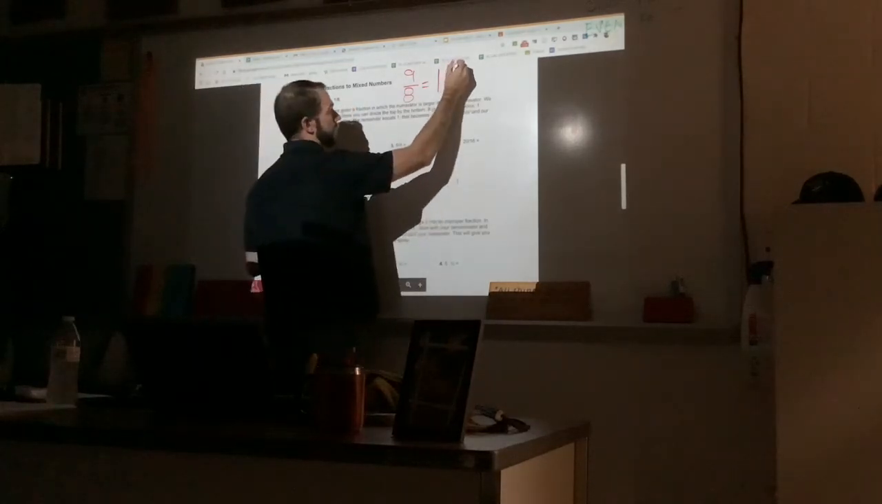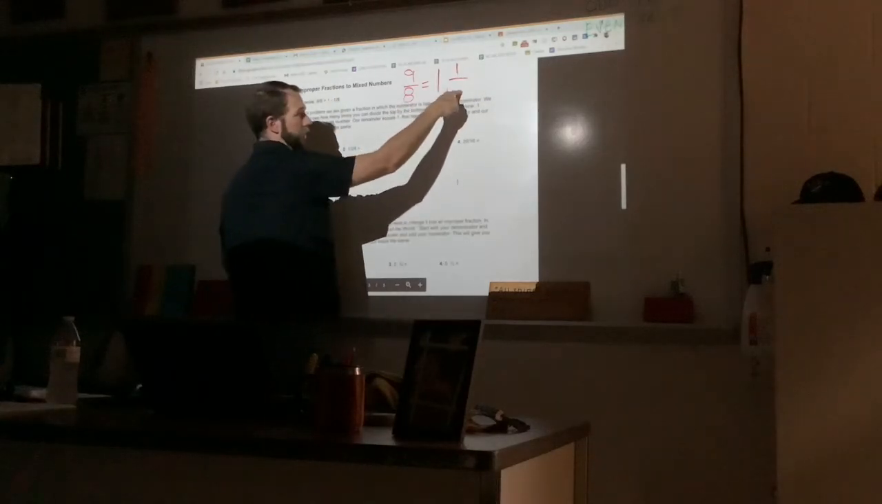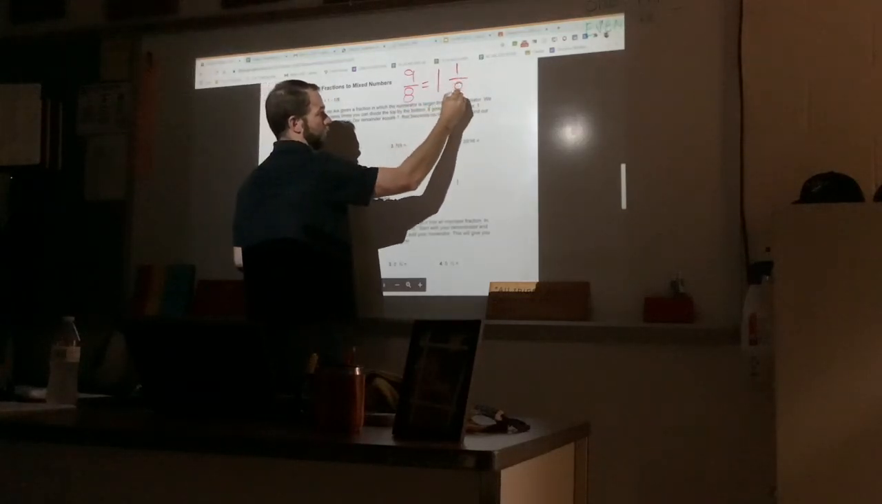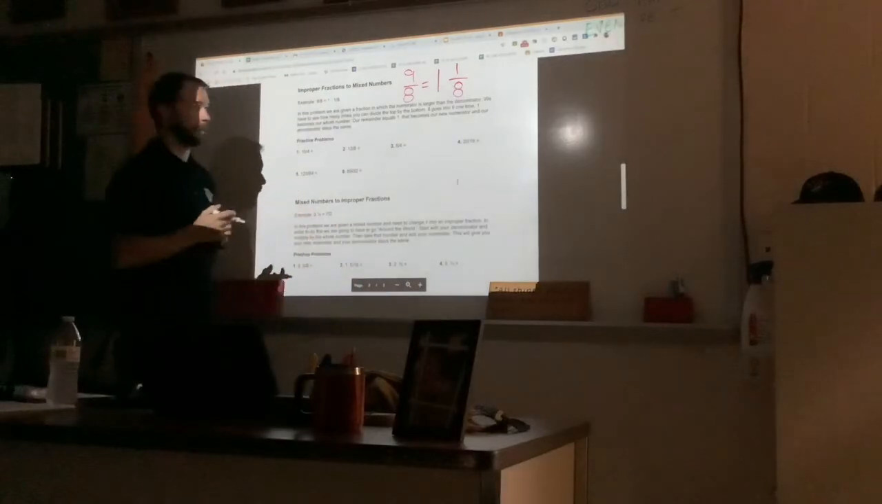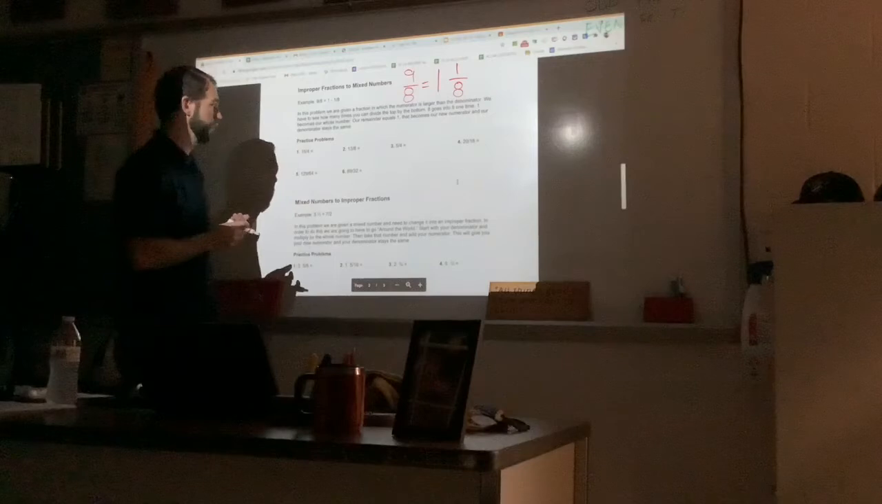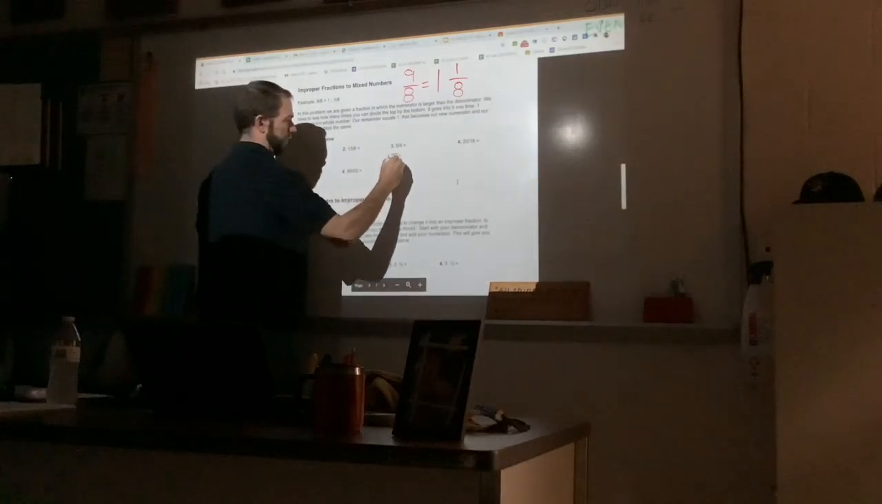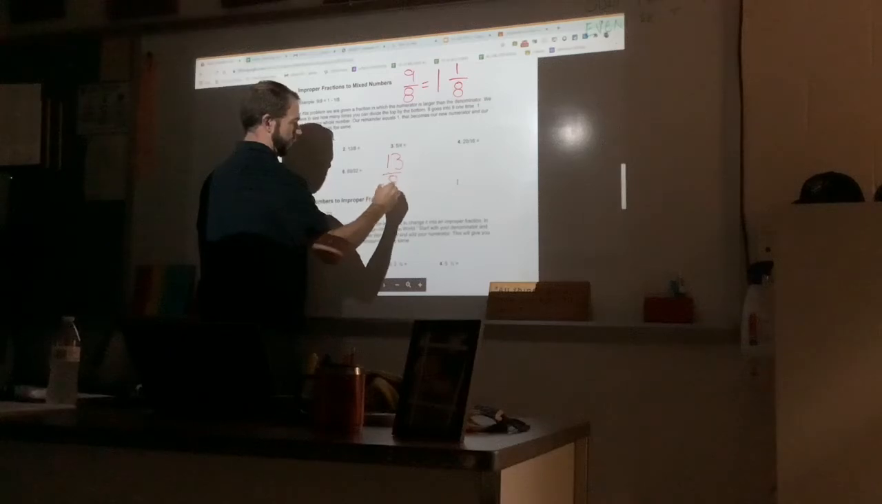Your remainder becomes your top number, and your bottom number stays the same. You just drag it over. So we get 1 1/8. 9/8 equals 1 1/8. Let's do number 2 together again. So we get 13 over 8.